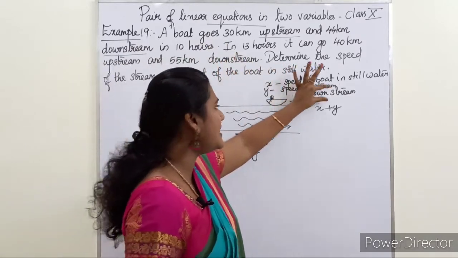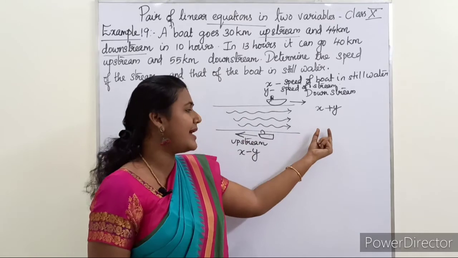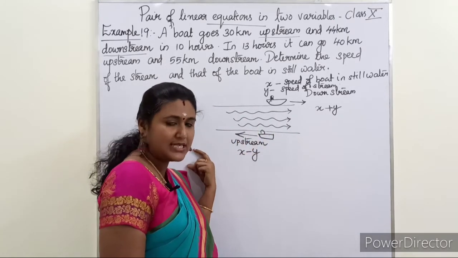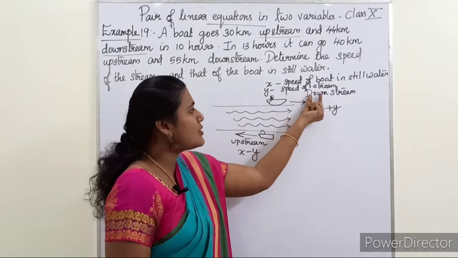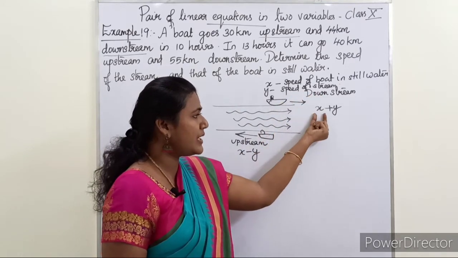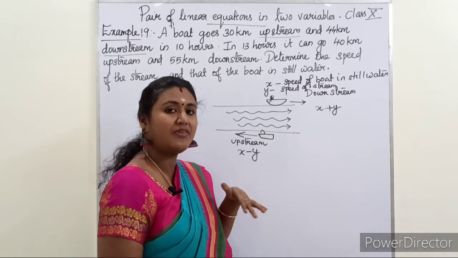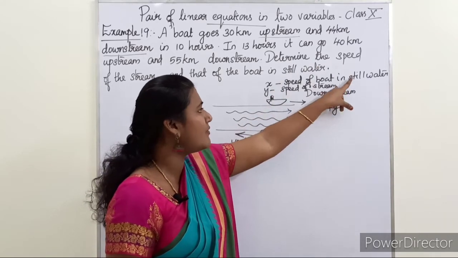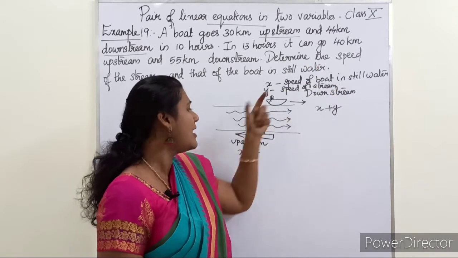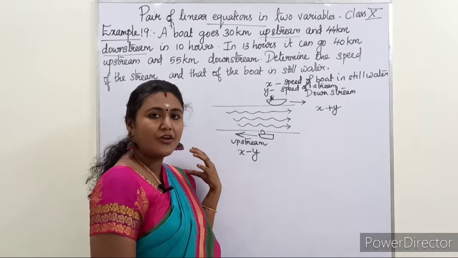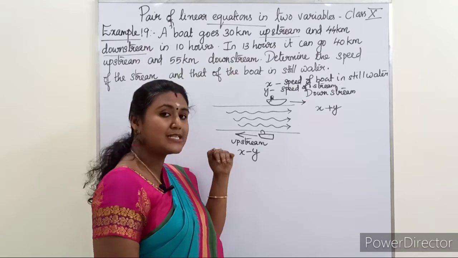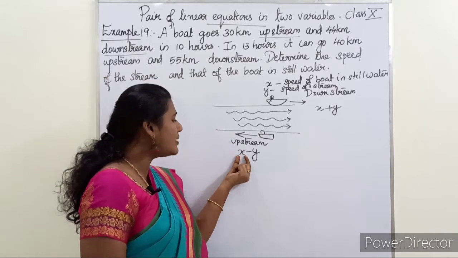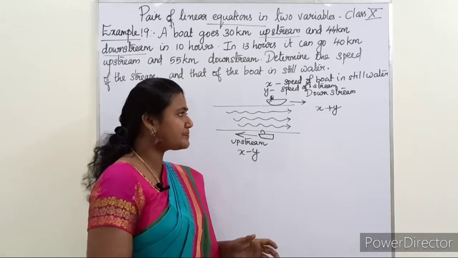Okay, so downstream means the boat moving in the same direction as the stream, and upstream means the boat moving in the opposite direction of the stream. In the downstream case, the speed of the boat will increase, so it will be the sum of the speed of the boat in still water and the speed of the stream. And in the upstream case, the speed of the boat will decrease because it is moving in the opposite direction. So in that case, the speed of the boat will be x minus y.